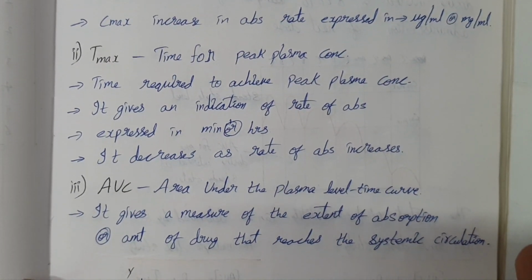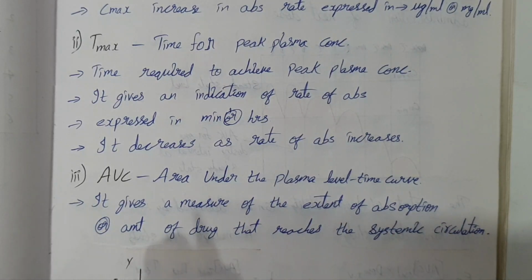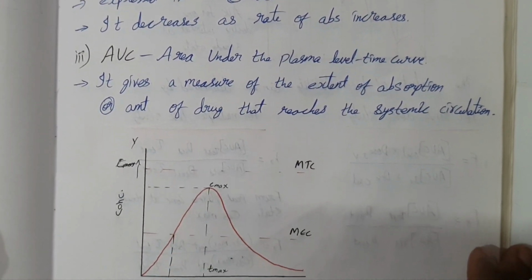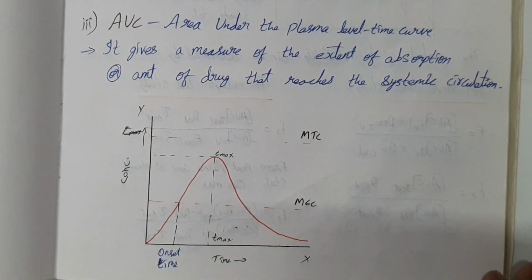Then we have the Tmax, the time it takes to reach Cmax. This gives an idea of the rate of absorption. The lower the Tmax, the faster the absorption. Lastly, we have the AUC, area under the curve. This tells us about the extent of absorption, or how much drug has reached the systemic circulation.